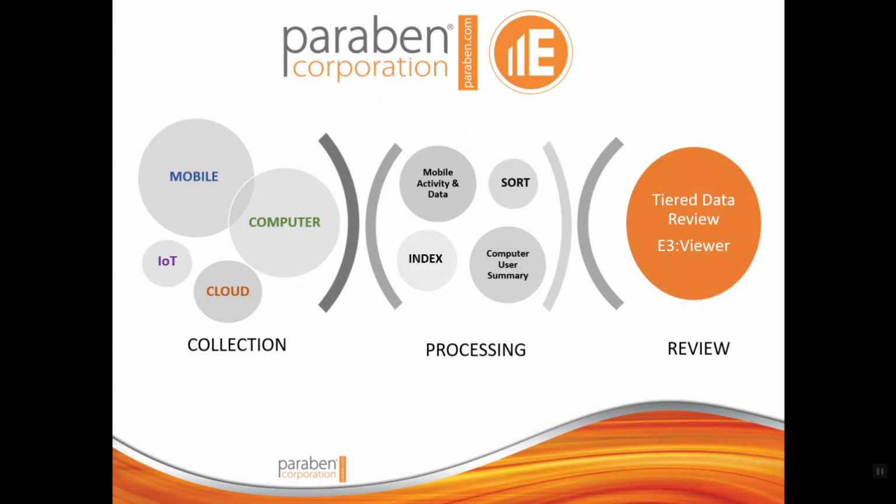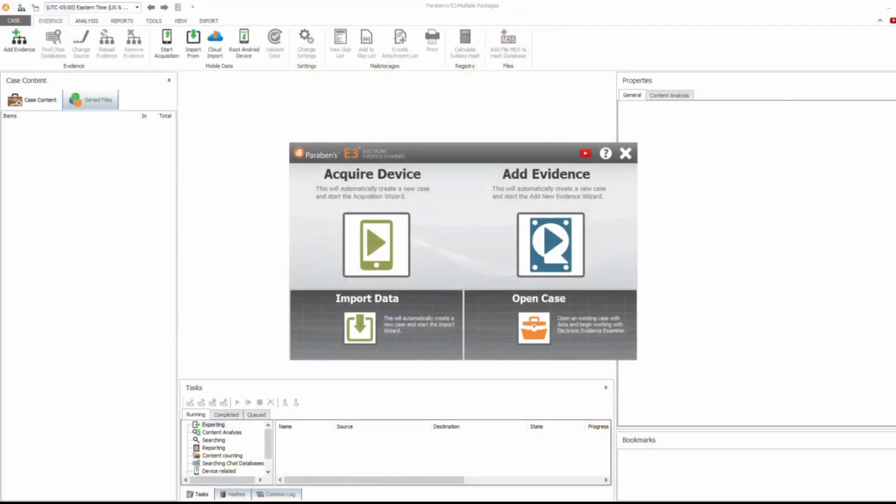Now I'm going to actually go through the platform with you with some great sample data. Let's take a look. Now we're in the E3 platform. As you might see, the interface is pretty simple. We have a nice ribbon bar, we have an evidence tab, an analysis tab, and a reports tab. Then you can get into enhanced capabilities with our tools, view, and export options available to you.